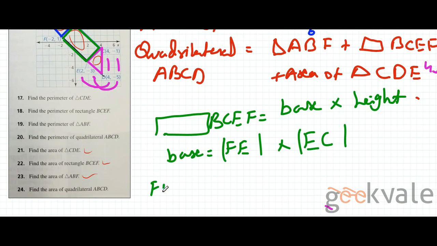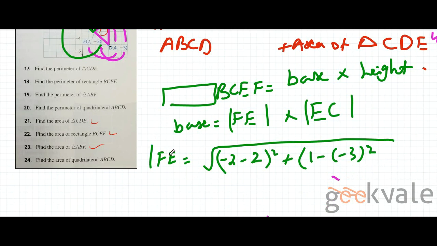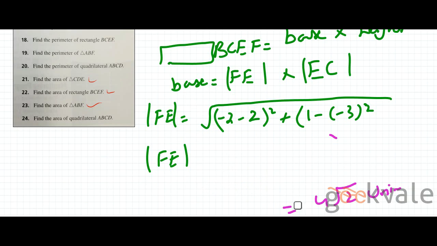So FE distance will be again x2 minus x1 whole square, which will be minus 2 minus minus 2, or you can do 2 minus minus 2. Both ways you'll get the same answer, minus 2 whole square plus y2 minus y1, which will be 1 minus minus 3, whole square. Distance FE. You can check the lecture on absolute as well, why we use these two lines. The distance formula uses absolute, and the answer to that will always be positive.